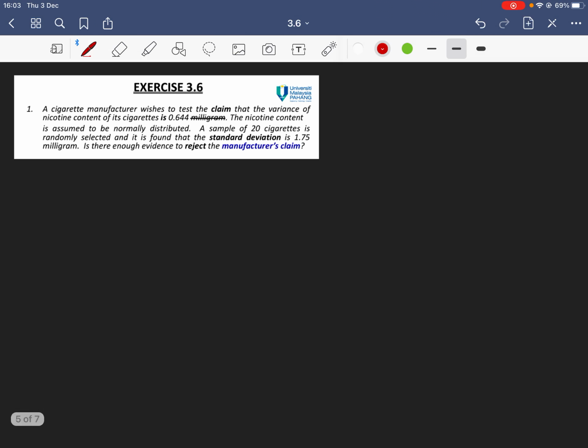Okay, exercise 3.6, number 1. A cigarette manufacturer wishes to test the claim that, where's the claim? The claim that the variance of nicotine content of its cigarette is 0.644. Variance is sigma square is 0.644. This is the claim. The nicotine content is assumed to be normally distributed. A sample of 20 cigarettes is randomly selected and it is found that the standard deviation is 1.75 milligram. Is there enough evidence to reject the manufacturer's claim?